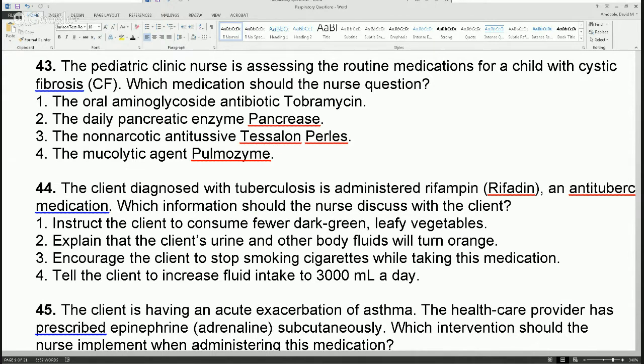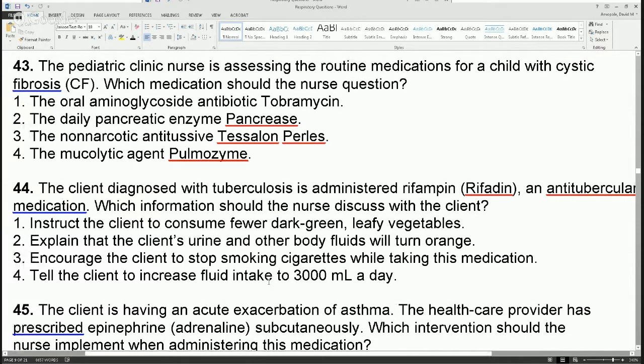And Tessalon Perles doesn't that basically numb or paralyze the trachea? The antitussive medication would suppress the cough reflex, which would result in a stasis of thick, tenacious secretions remaining in the lung and predispose the child to possible respiratory failure. The nurse would question this medication. And 4 is used to get the stuff up? Pulmozyme is a drug that breaks down protein bonds in sputum or mucus, thereby making it thinner, which helps them cough it up. We don't want to give them something to stop the cough. Gotcha.